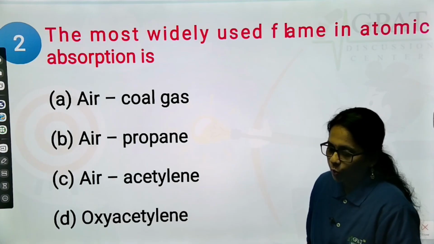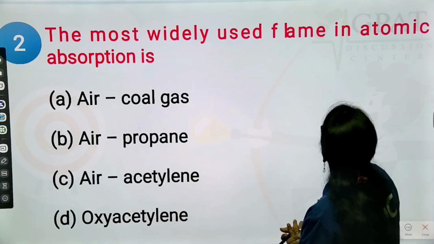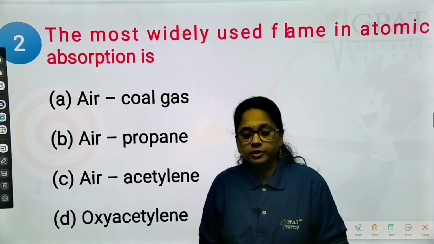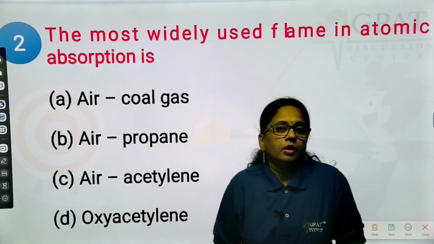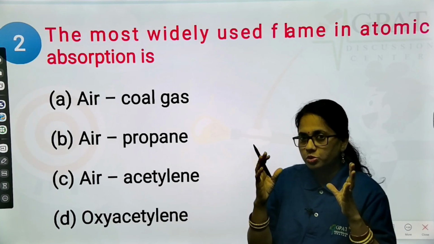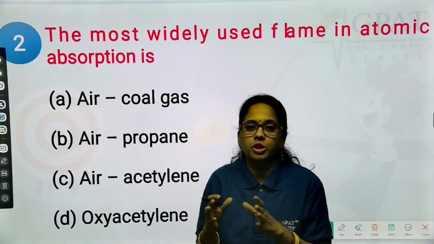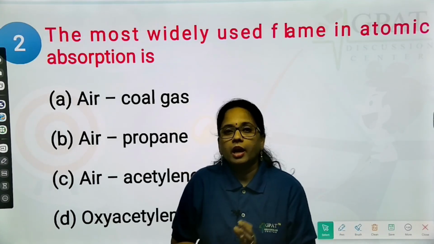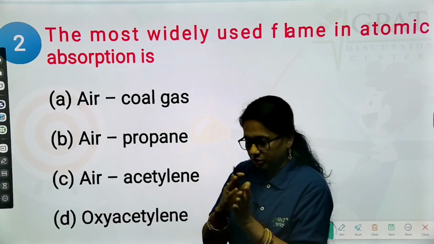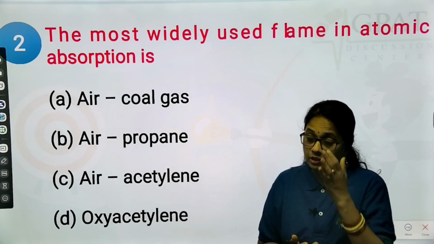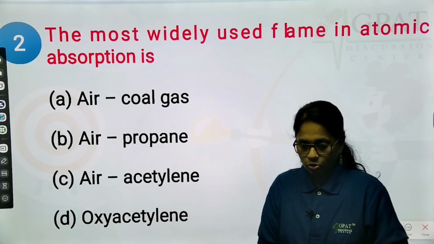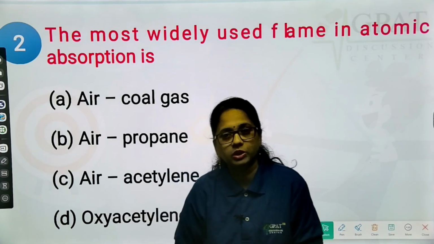Next question: the most widely used flame in atomic absorption. What is the flame? Because we know that in atomic absorption spectroscopy, the hollow cathode lamp is used first of all as the source, and for specific elements like sodium, calcium, specific hollow cathode lamps are used, and from that the electrons are generated. These are going to be taken up into the flame, right? So in order to generate that flame, what is the widely used flame? By mixing the fuel with the oxidant we get the flame.